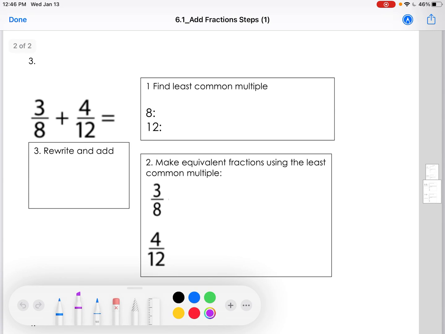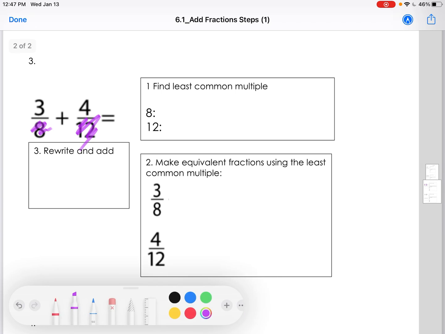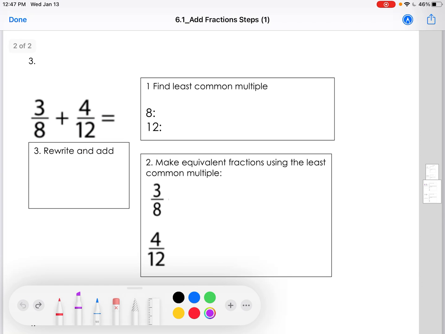Let's look at 3/8 plus 4/12. Okay, so the first thing we notice is that the denominators are different. That means we're dealing with different pieces. We're dealing with eighths and twelfths.